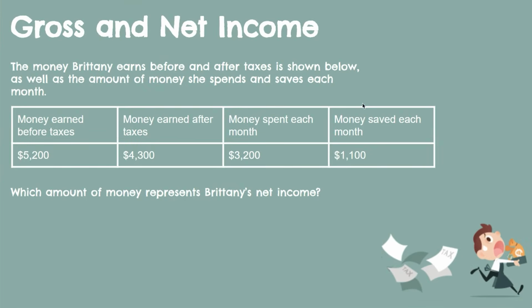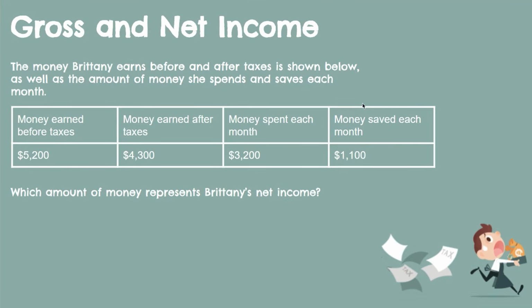Let's look at this example of gross and net income from our friend Brittany. The money Brittany earns before and after taxes is shown below, as well as the amount of money she spends and saves each month. Let's say Brittany earns before taxes $5,200. Money earned after taxes is $4,300. Money spent each month is $3,200. Money she saved each month is $1,100. Which amount of money represents Brittany's net income? Think about what net income was.